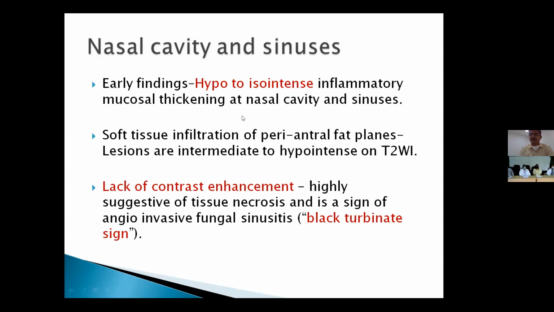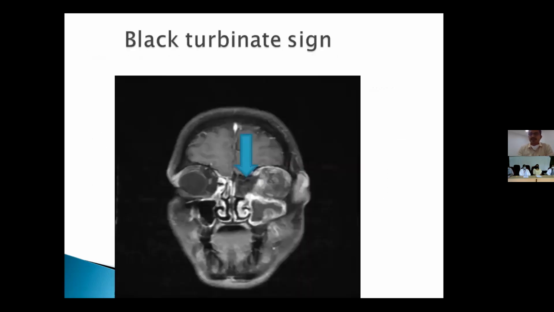Next is lack of contrast enhancement. This is highly suggestive of tissue necrosis. This is a sign of angioinvasive fungal sinusitis, which we commonly call the black turbinate sign. So this is the black turbinate sign, which we can see now.